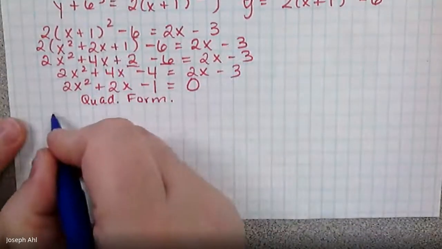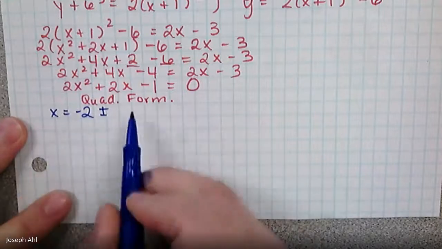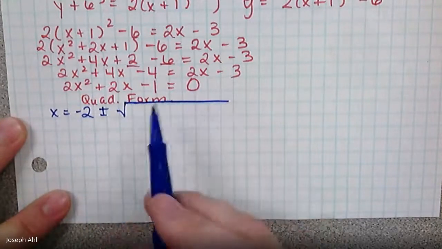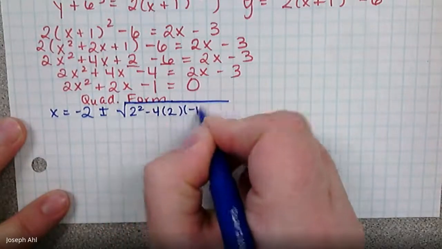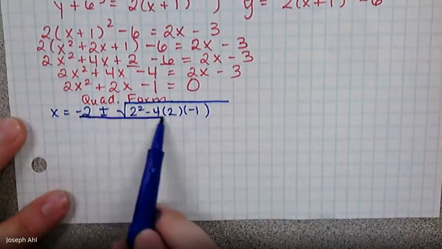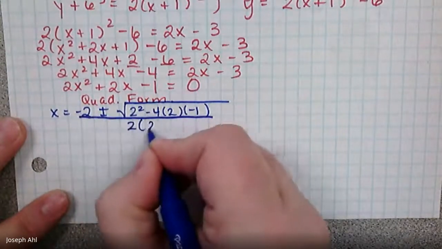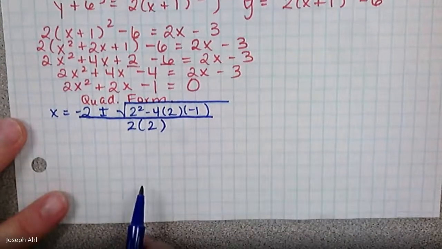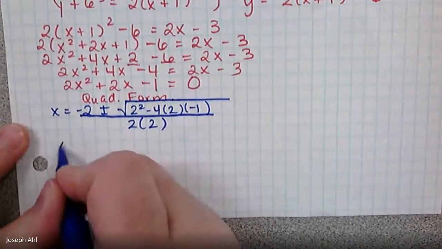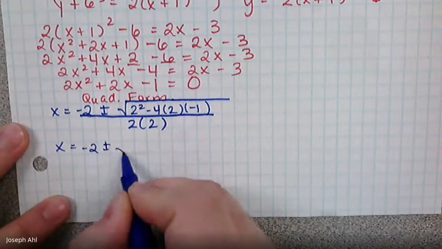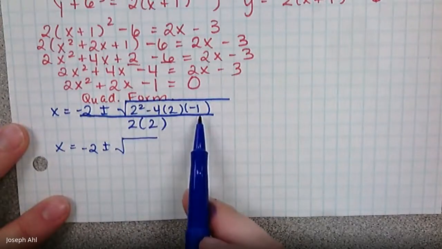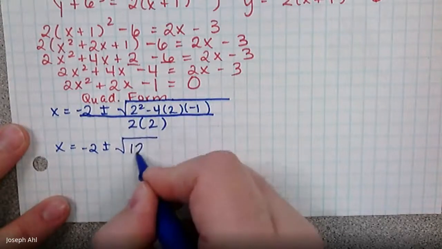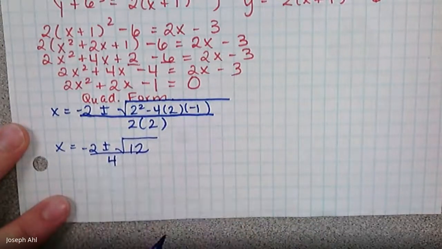So that's going to be negative 2 plus or minus the square root of b squared, so 2 squared, minus 4ac, a is 2, c is -1, all over 2a, just don't forget a is 2. Okay, so then if I simplify, x equals -2 plus or minus the square root of, that's going to be 4 and then plus 8 under the radical. So 4 plus 8 is a total of 12, and that's all over 4.